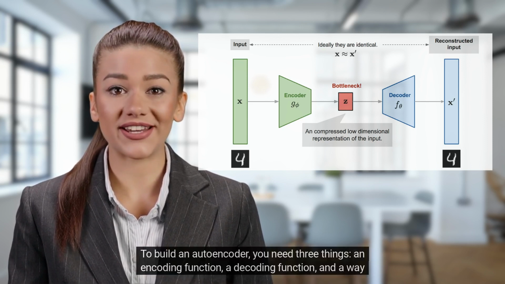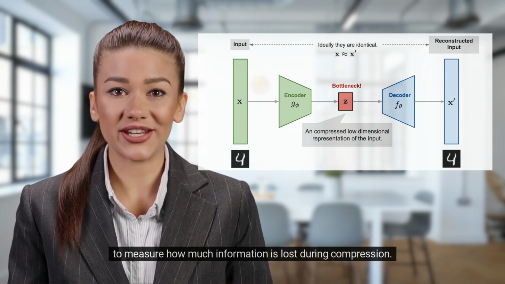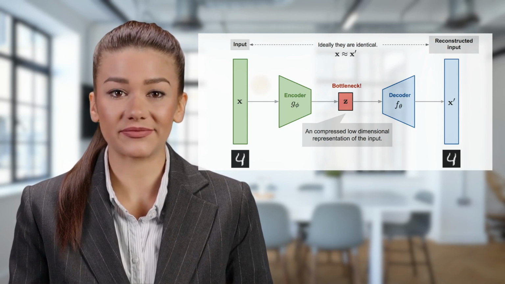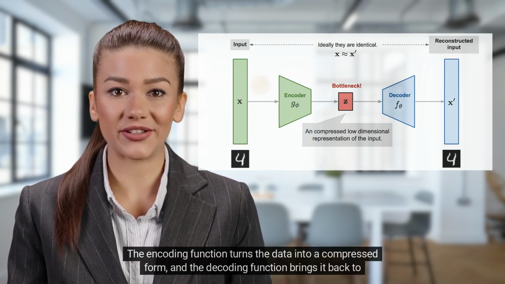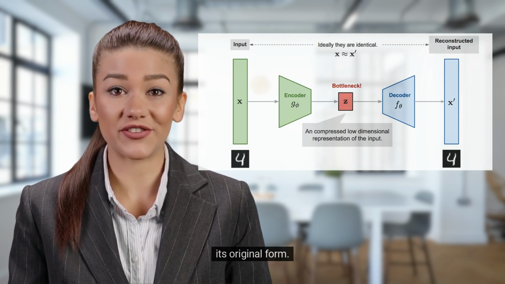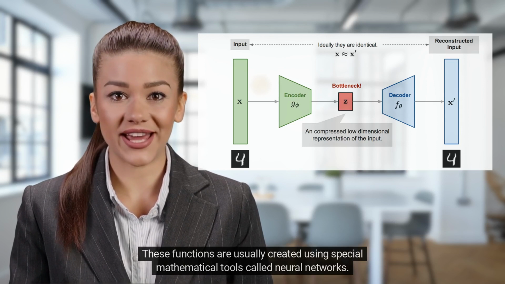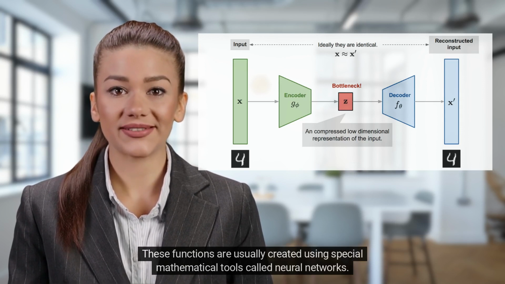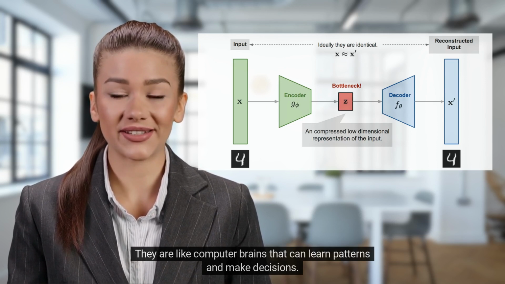To build an autoencoder, you need three things: an encoding function, a decoding function, and a way to measure how much information is lost during compression. The encoding function turns the data into a compressed form, and the decoding function brings it back to its original form. These functions are usually created using special mathematical tools called neural networks. They are like computer brains that can learn patterns and make decisions.